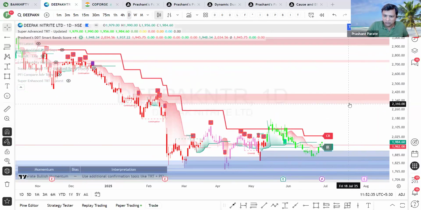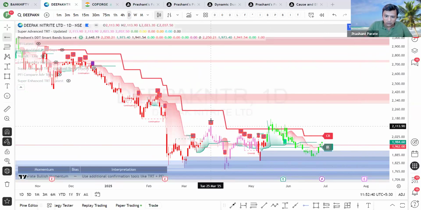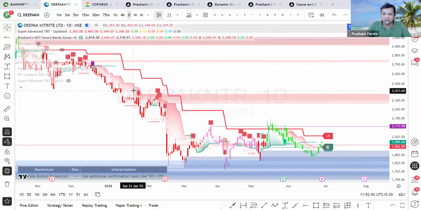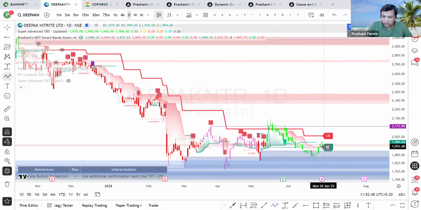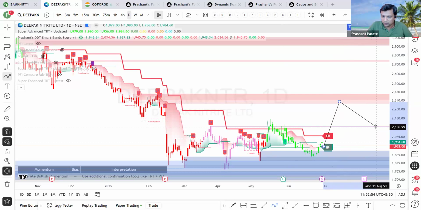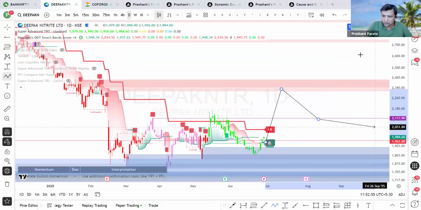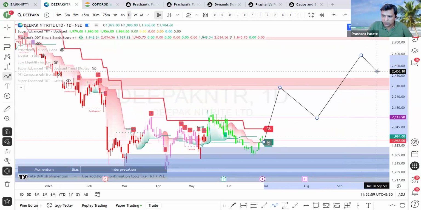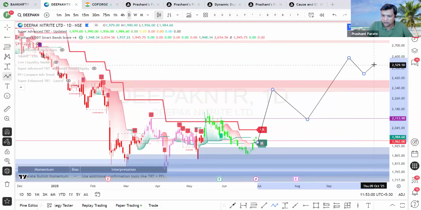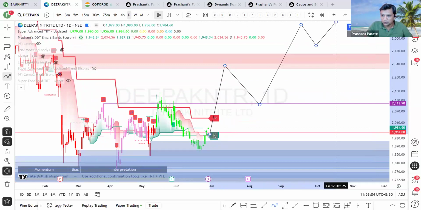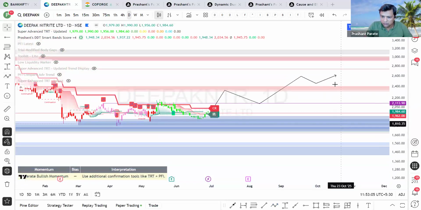First target is here, from where it may face some resistance. Now, if I want to plot or imagine how this chart will move, I want this price to break above this, go up to this, then come down slowly up to this, then again breakout, smaller retracements, and then again next up moves. From here, next up move. So this is what I am anticipating.